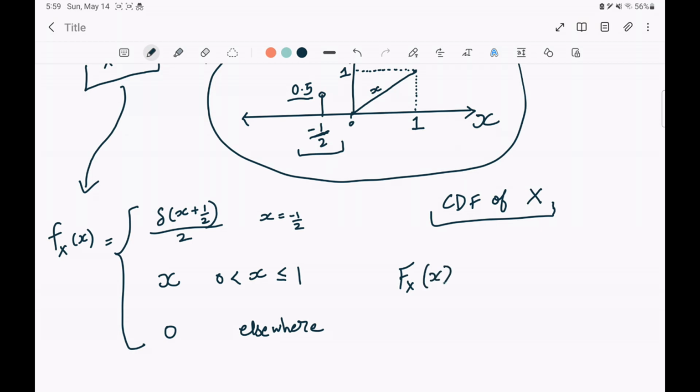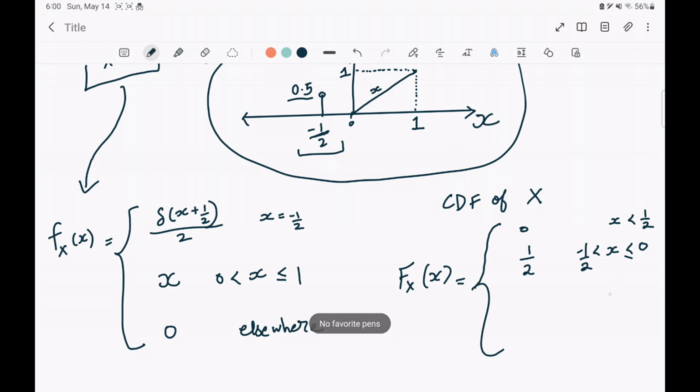So we can say in this case, for small x being less than 0 and greater than minus half, this is already half. And obviously before that there was no probability, so it was 0. For small x less than minus half, it was 0.